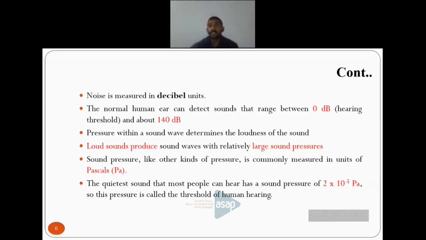The lowest sound the human ear can hear has a sound pressure of 2 times 10 raised to minus 5 Pascal. This pressure is called the threshold of human hearing pressure.